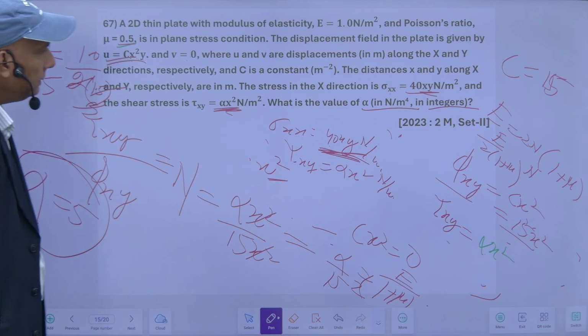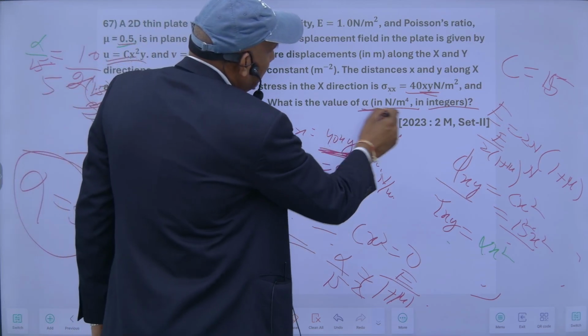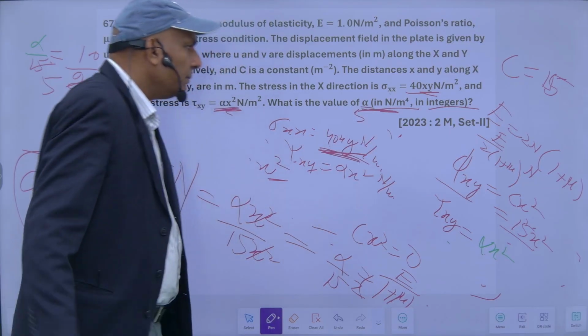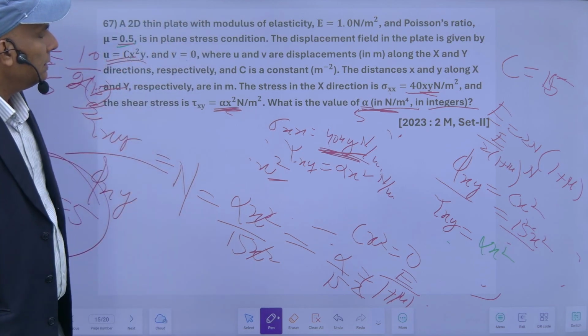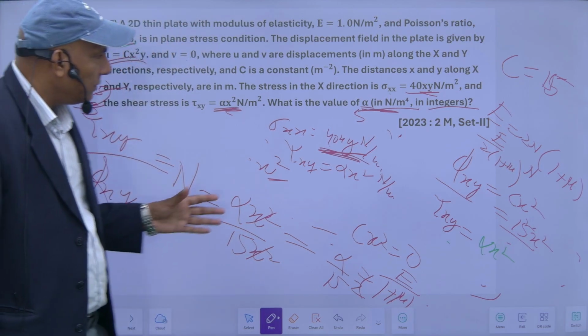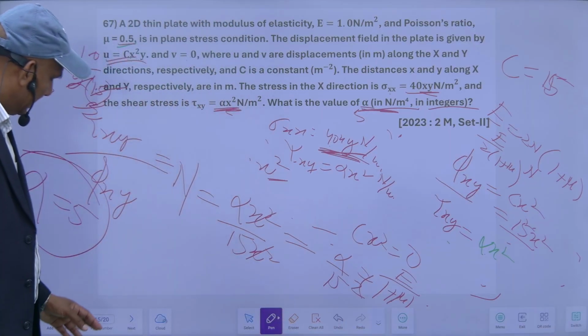So this is the right answer. It is 5 Newton per mm raised to the power of 4, Newton divided by m4. So this is the value of alpha. So slightly a tricky question.